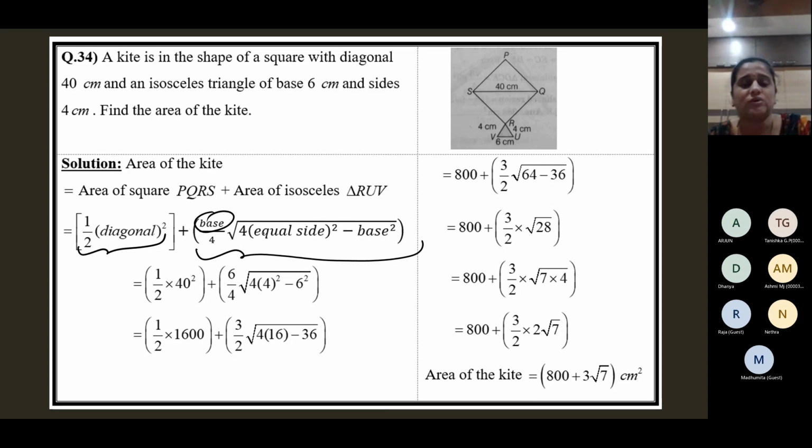Into square root of 4 into equal side square minus base square. Yeah, do this one, children. I'll tell you something else. Please complete this one. See, the area of the kite. What's the area of the kite?